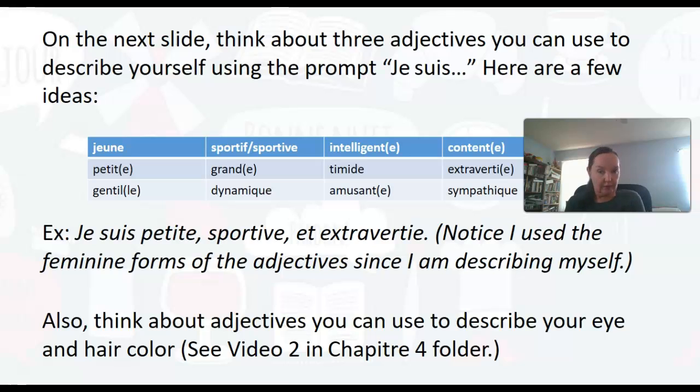So as an example, I said for myself, je suis petite, sportive et extravertie. And notice that I used the feminine forms since I'm describing myself. Okay, also think about adjectives you can use to describe your eye and hair color. And you can see the second video in the Chapitre 4 folder if you need to get ideas for that. But as an example for myself, I would say j'ai les yeux bleus, j'ai les cheveux bruns ou châtains. So I said I have blue eyes and I have brown hair. So that's an example that you can think about.